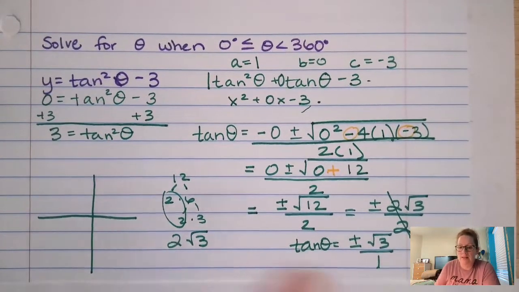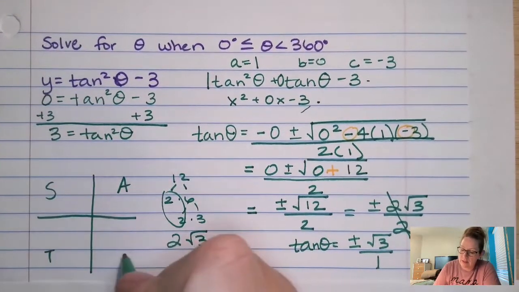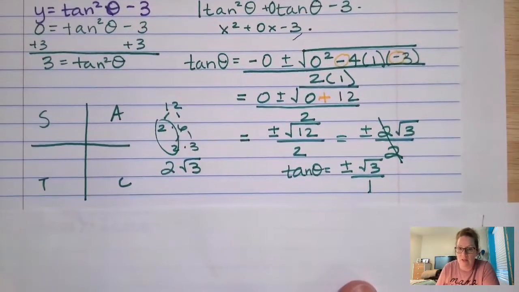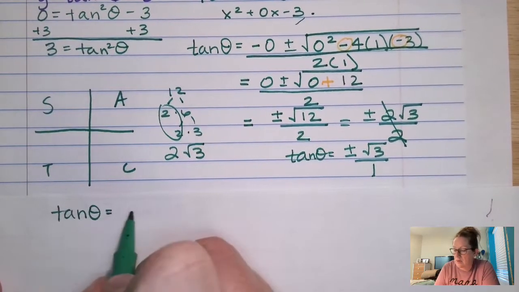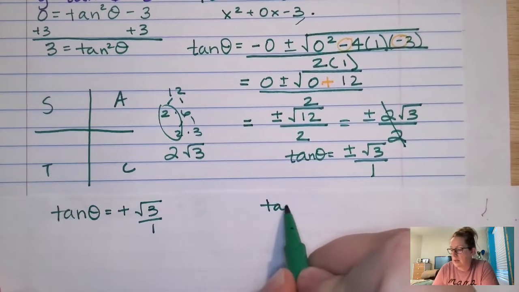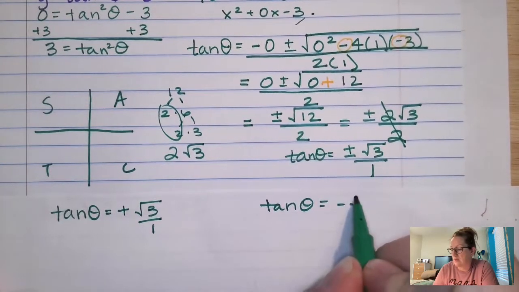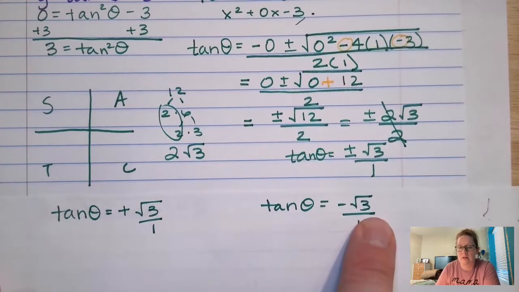So let's figure out, we got our all students take calc. We essentially have 2 equations we need to set up, right? We have our tan theta equals a positive root 3 over 1, and our tan theta equals a negative root 3 over 1, because we're looking at the plus and minus. So there's the plus, there's the minus.